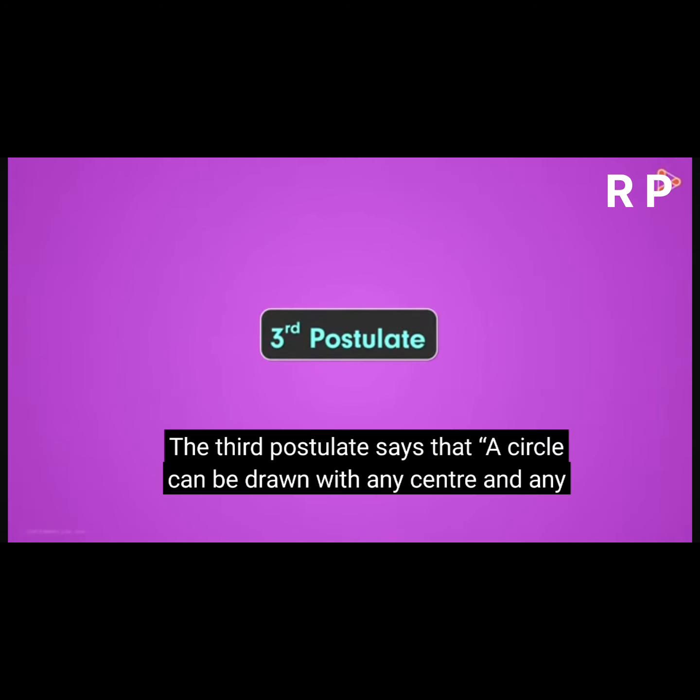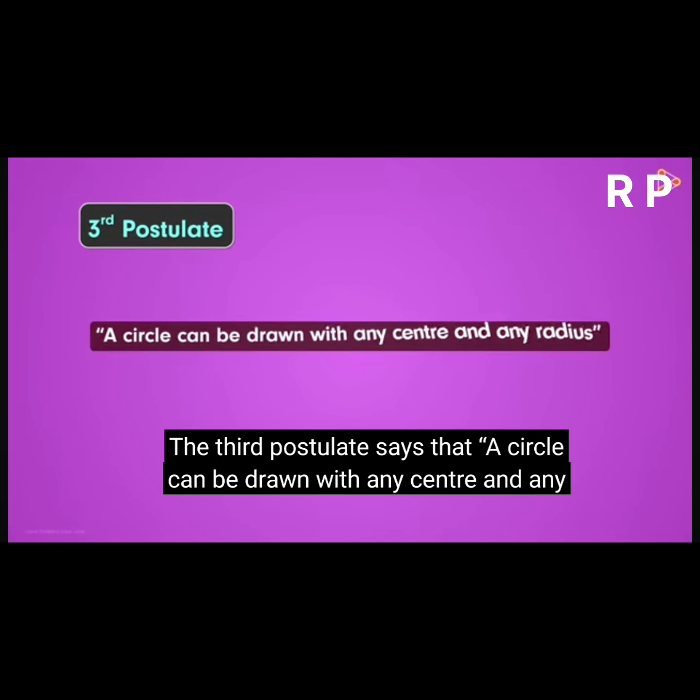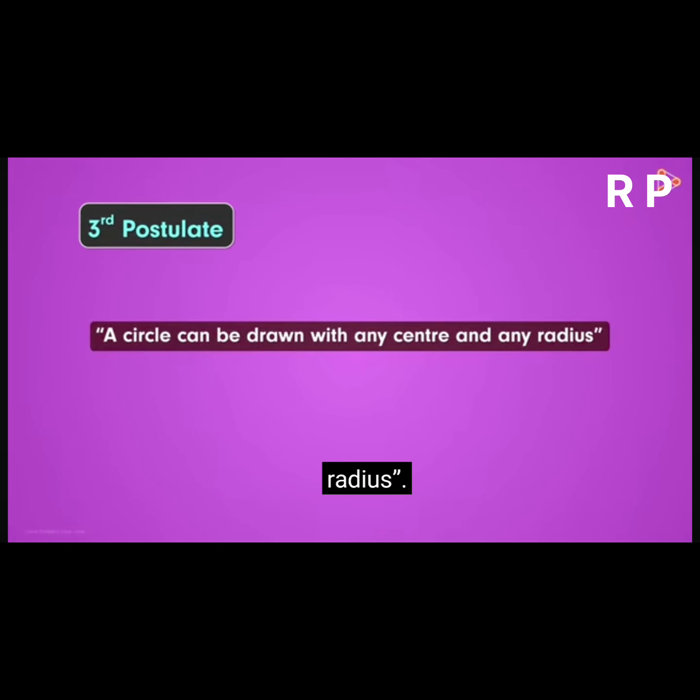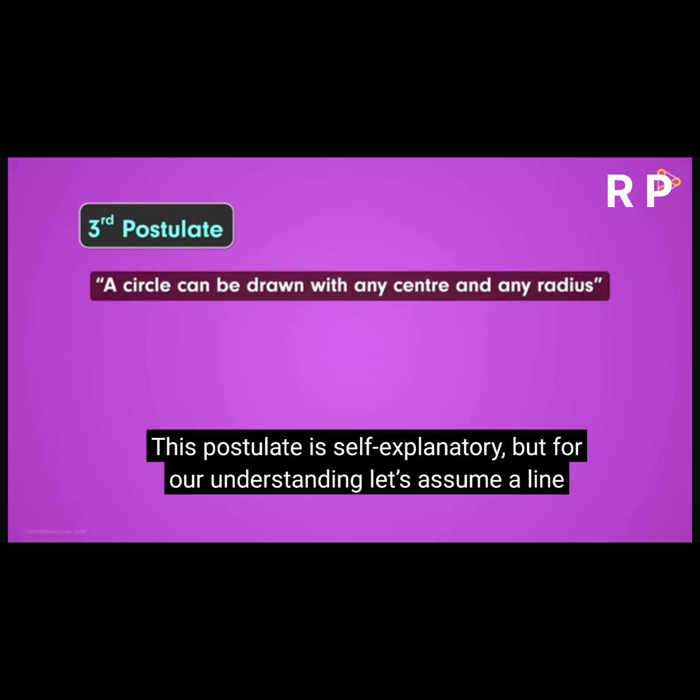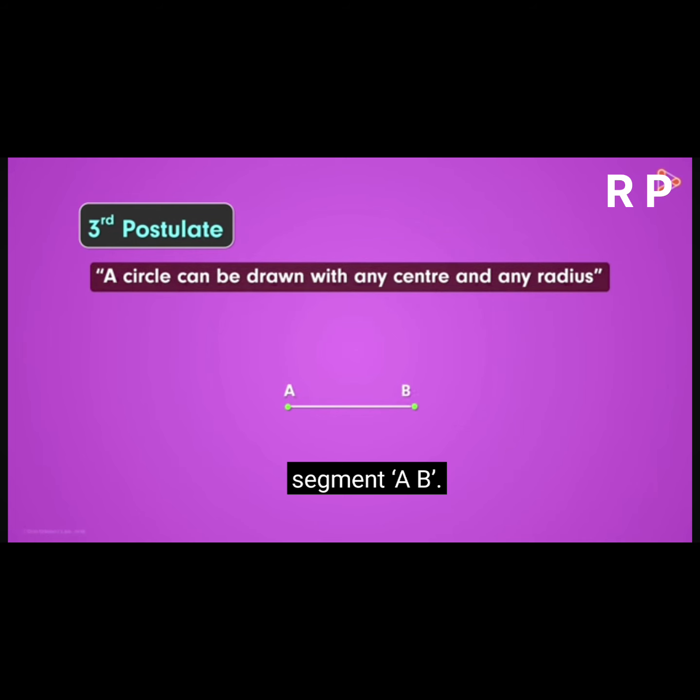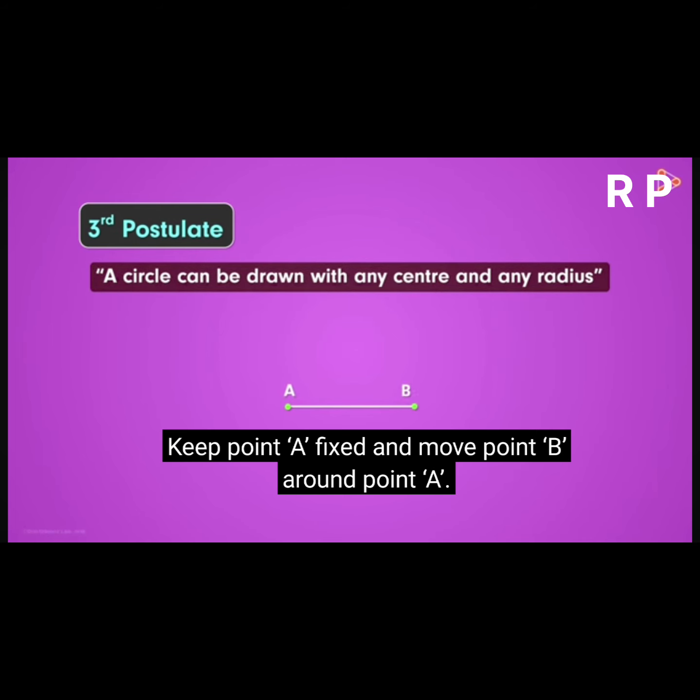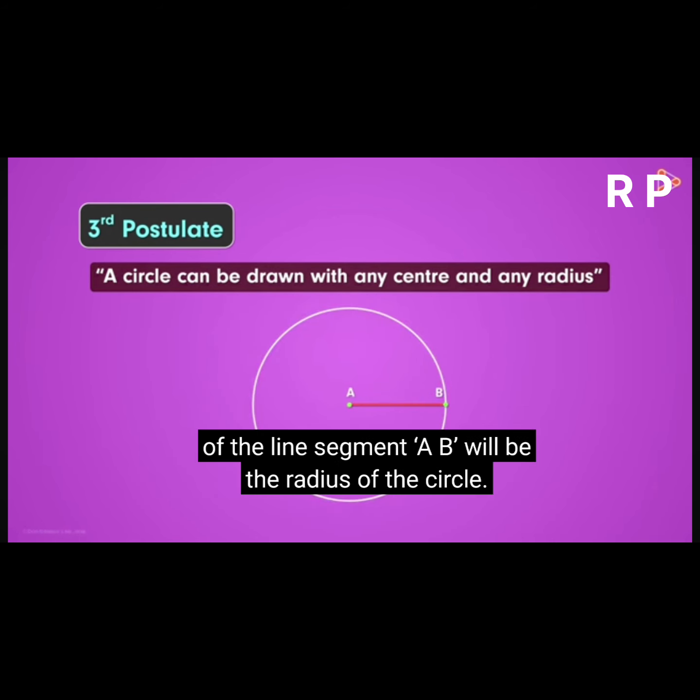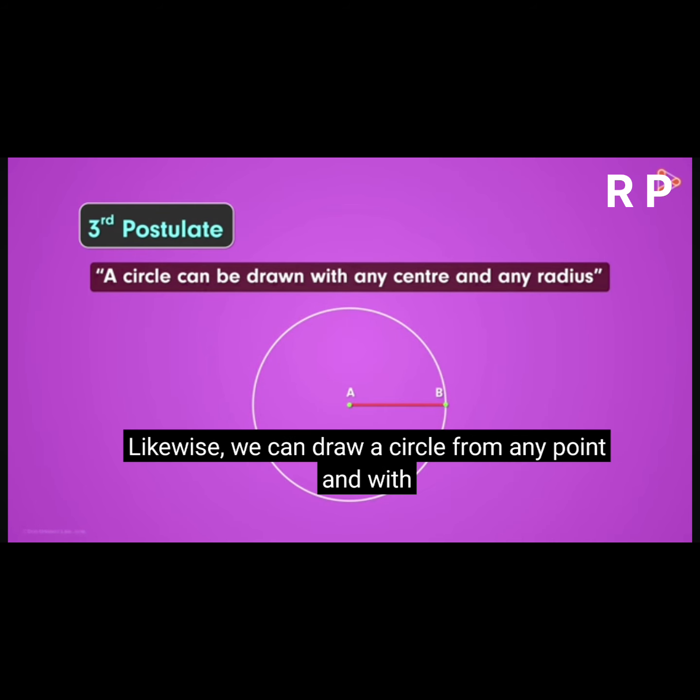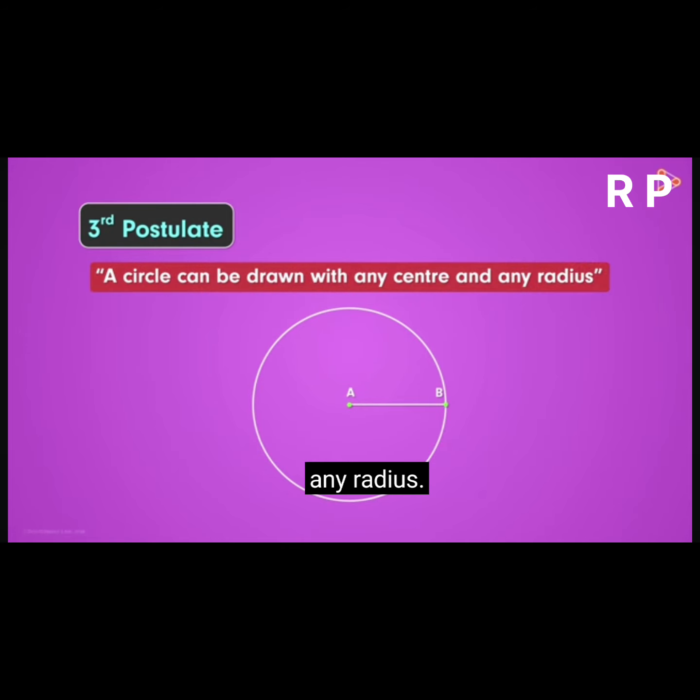The third postulate says that a circle can be drawn with any center and any radius. This postulate is self-explanatory, but for our understanding, let's assume a line segment AB. Keep point A fixed and move point B around point A. We will see that it will make a circle, and the length of the line segment AB will be the radius of the circle. Likewise, we can draw a circle from any point and with any radius.